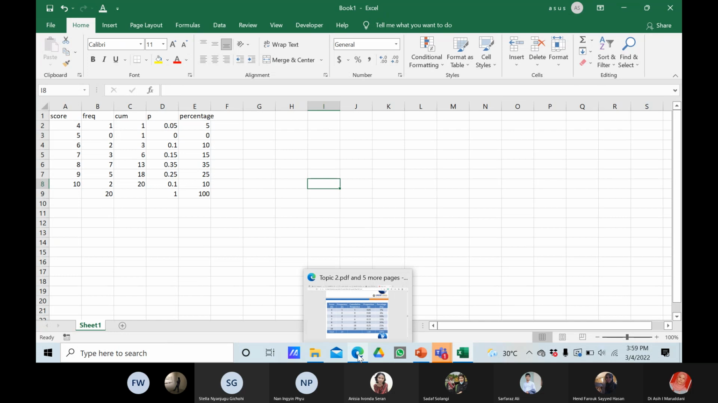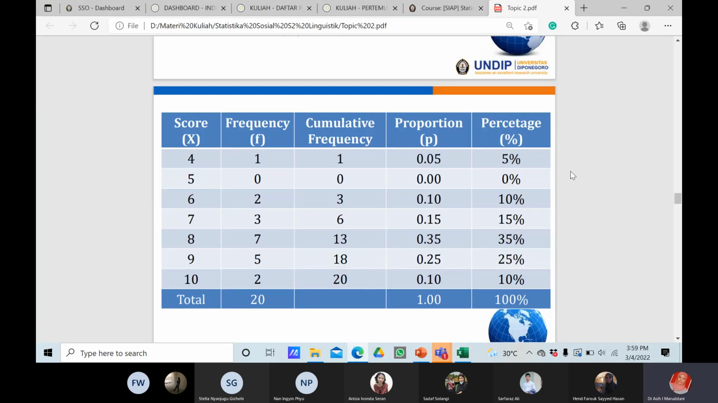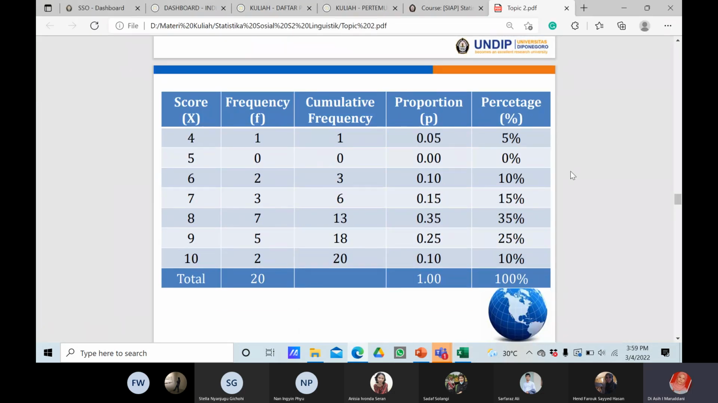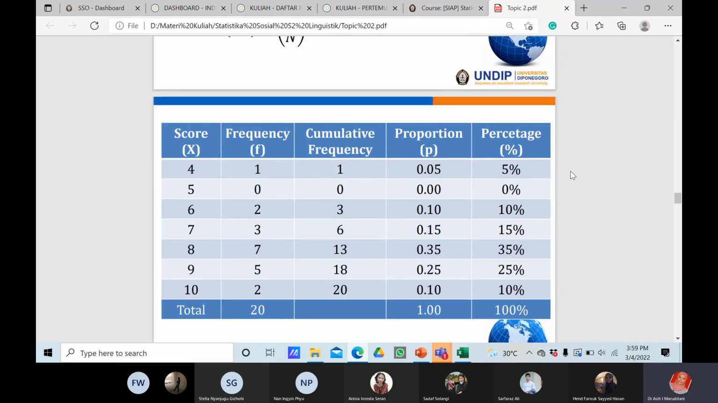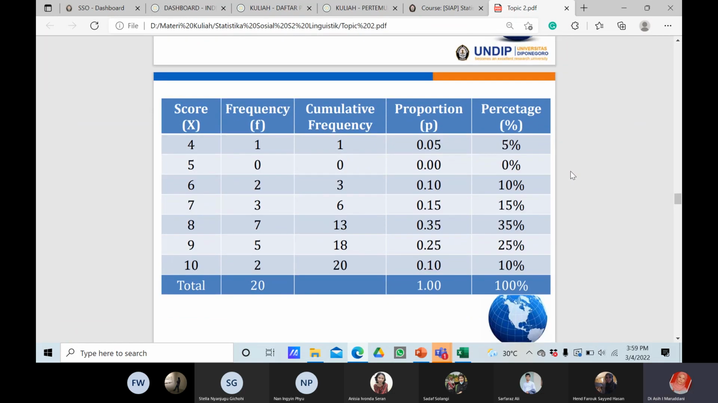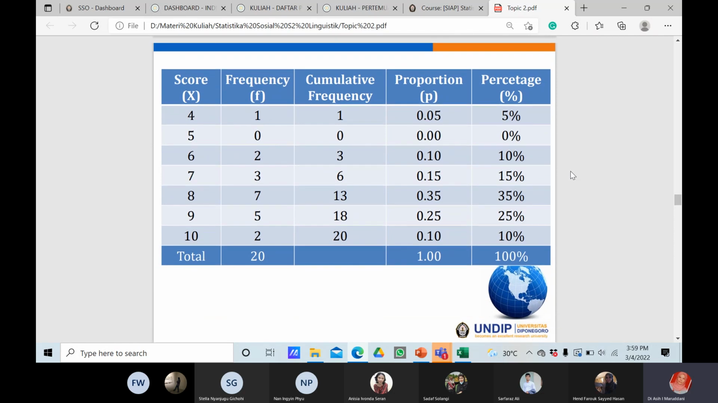Okay. It is a very easy calculation, but maybe you are not familiar with large data, so we try to learn slowly.